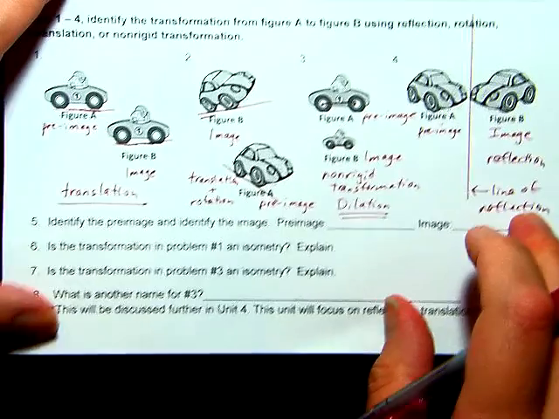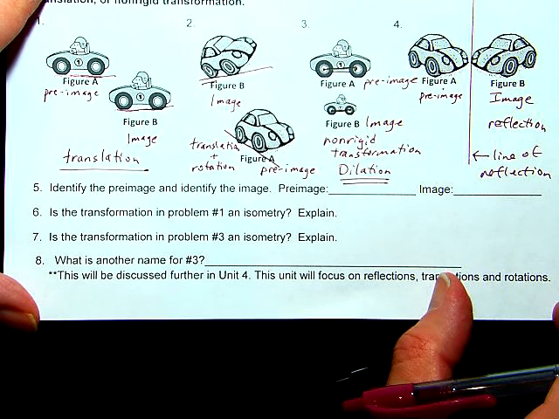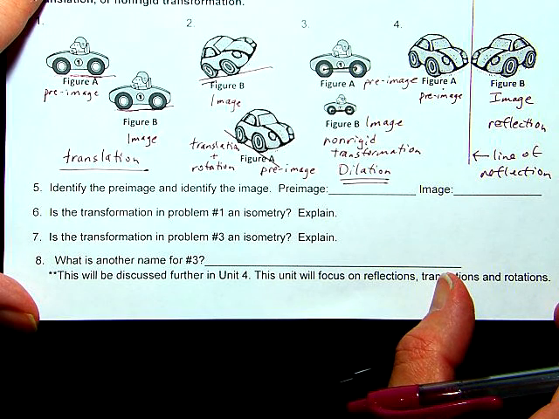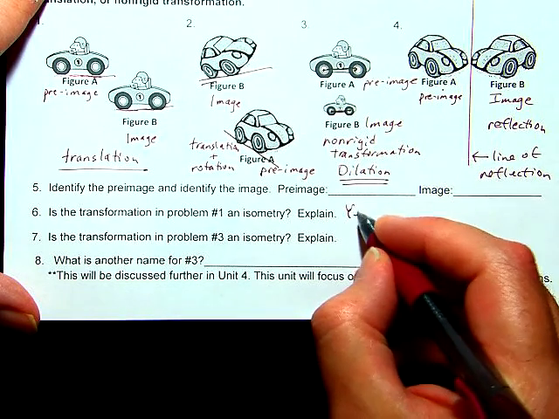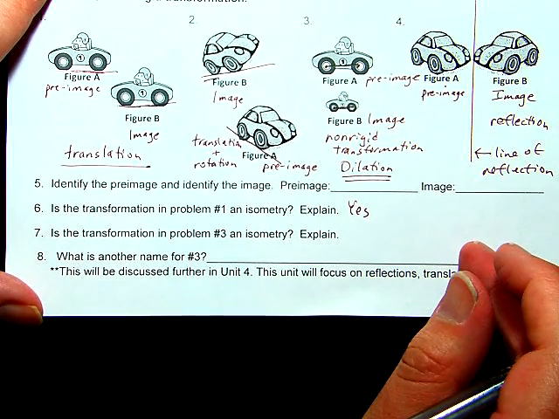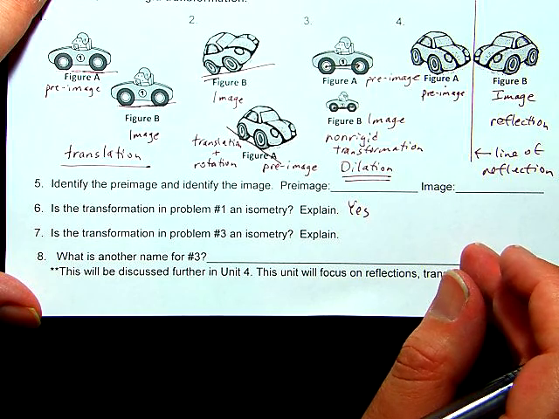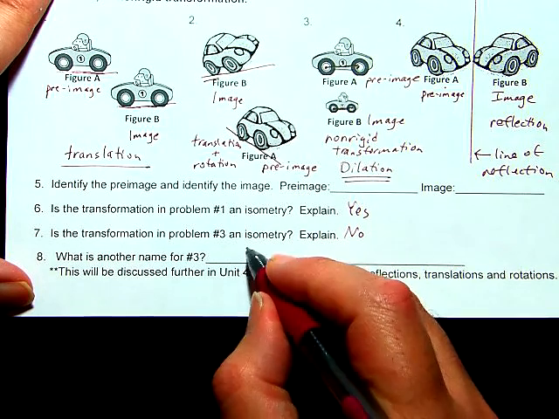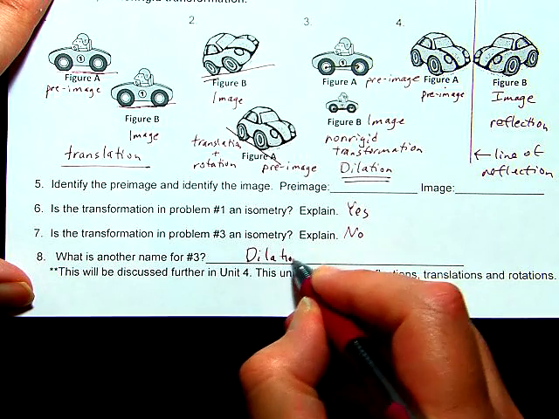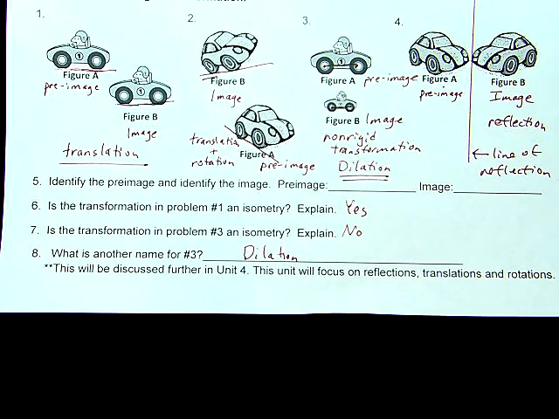Okay, so let's look at our questions here. Identify the pre-image and identify the image in each one of these. We've done that. Number 6, is the transformation in problem number 1 an isometry? Yes, we already talked about that. Question 7, is the transformation in problem number 3 an isometry? No. Length is not preserved. What is another name for number 3? We already said dilation.